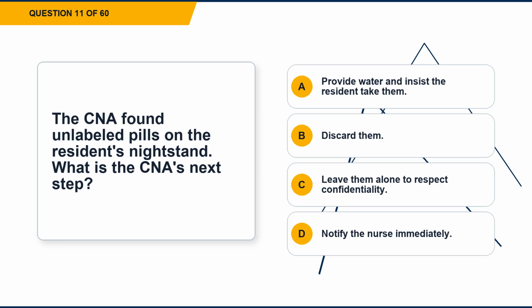Question 11. The CNA found unlabeled pills on the resident's nightstand. What is the CNA's next step? Option A, provide water and insist the resident take them. Option B, discard them. Option C, leave them alone to respect confidentiality. Option D, notify the nurse immediately.